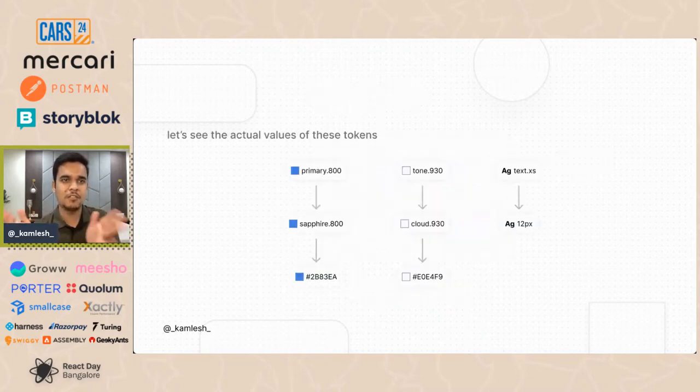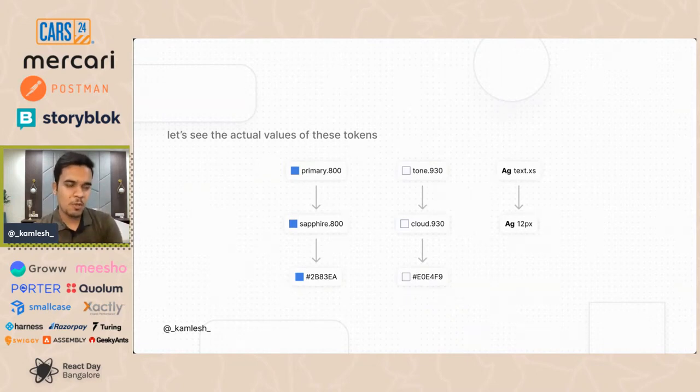Now let's see the actual values or these mappings of the tokens. So we have primary 500, which points to Sapphire 500, and then it points to a hard-coded value. Similarly, tone 930 is pointing to slate, and text extra small is pointing to 12 pixel.